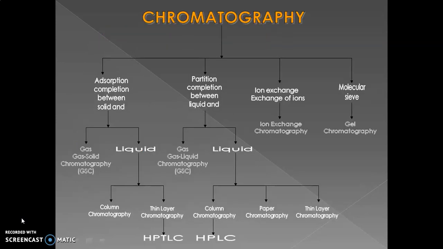Now chromatography is classified majorly into four types. First is adsorption chromatography, second is partition chromatography, third is ion exchange chromatography, and last is molecular sieve chromatography. In adsorption chromatography, GSC, gas solid chromatography, is an example, as well as HPTLC. While in partition chromatography, column chromatography, paper chromatography or TLC are examples.